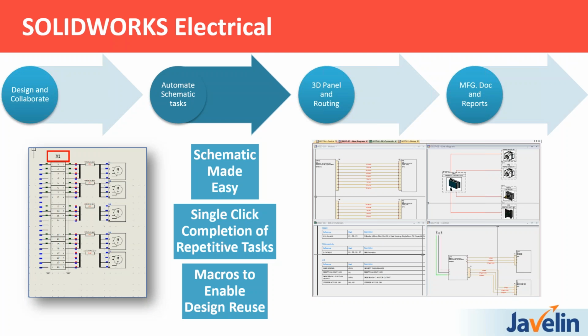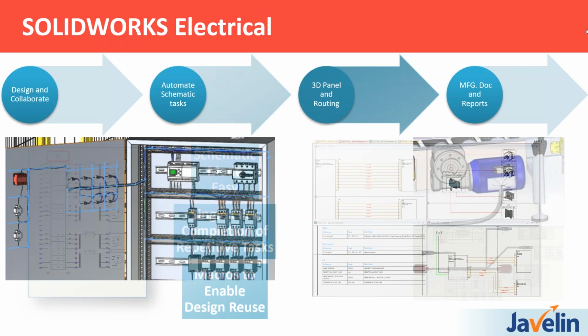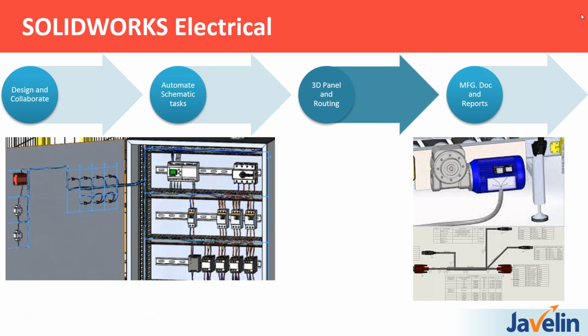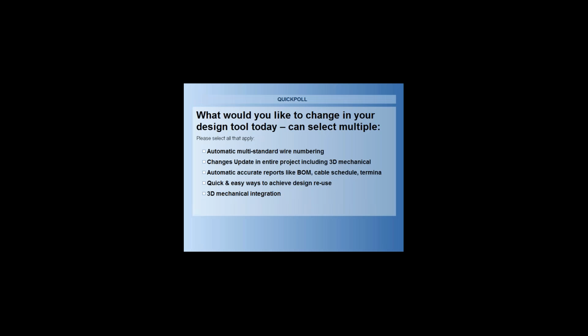And of course, we haven't even seen everything. We only have 30 minutes today, so we can only see a little bit. But from what we've seen, I'm sure you guys love that as well. So before we get into our next section, let's take a look at another poll. What would you like to change on your design, right? We've seen what we can do in SOLIDWORKS Electrical, but what would you like to change on your side of it?